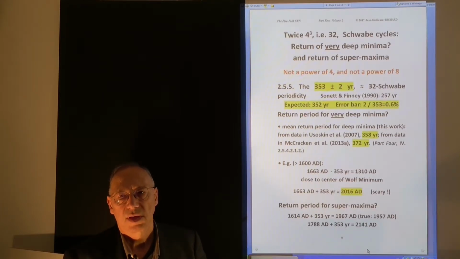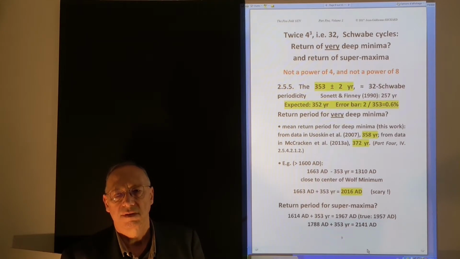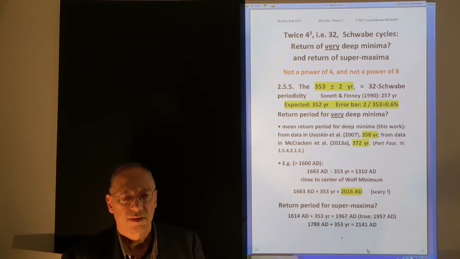Then there is a special case, the case of the fluctuation found at nearly exactly 353 years, i.e. extremely close to the expected value from exact period doubling of 352 years. This is not a power of 4 and is also not a power of 8, 32. Maybe in the phenomenology of the Sun it corresponds to a return period for very deep minima.